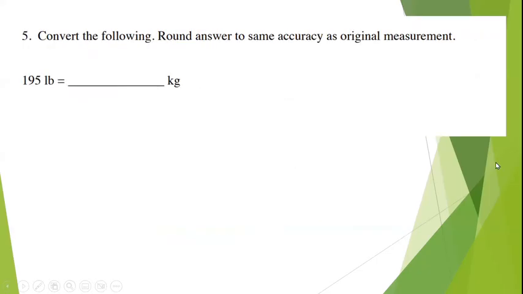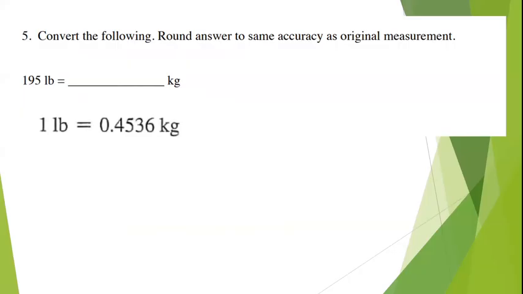All right, next up, this one should hopefully be pretty quick. We're converting 195 pounds into kilograms, rounding to the same accuracy. So again, we're starting with 3 significant digits, so our final answer should also have 3 significant digits.